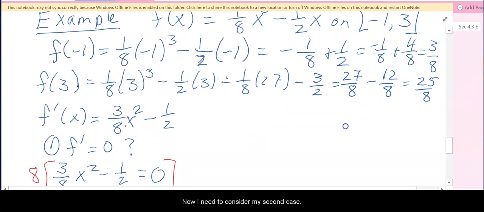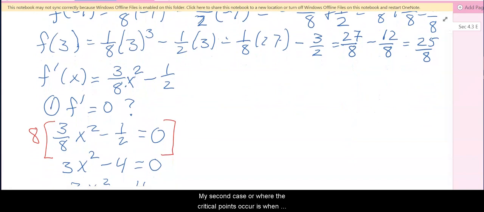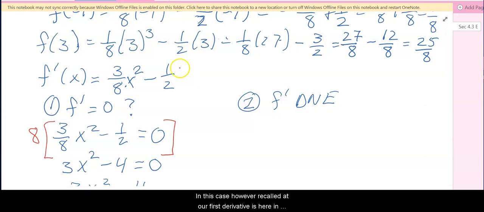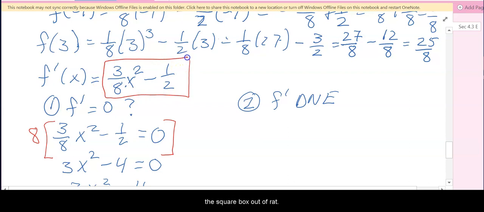Now I need to consider my second case. My second case for where the critical points occur is when the first derivative does not exist. In this case, however, recall that our first derivative is here in the square box out of red. 3/8 x squared minus 1/2. There is no x in the denominator and no even radical. That derivative exists for all real values, which means that there are no critical points coming from the first derivative not existing. They exist everywhere.